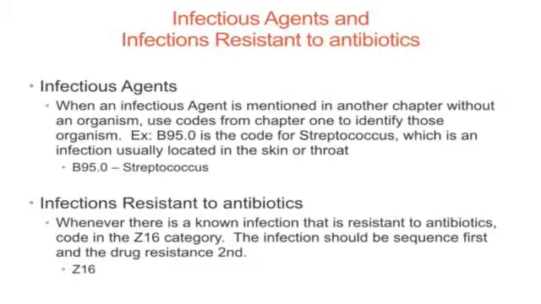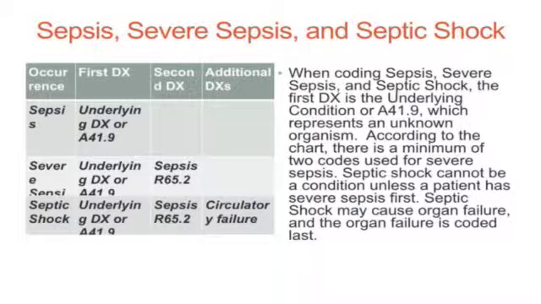Infections resistant to antibiotics. Whenever there is a known infection that is resistant to antibiotics, code in the Z16 category. The infection should be sequenced first and the drug resistance second. Z16. When coding sepsis, severe sepsis, and septic shock, the first diagnosis is the underlying condition, or A41.9, which represents an unknown organism. According to the chart, there is a minimum of 2 codes used for severe sepsis.